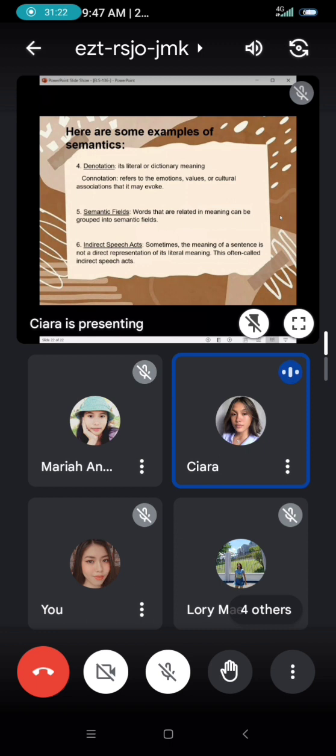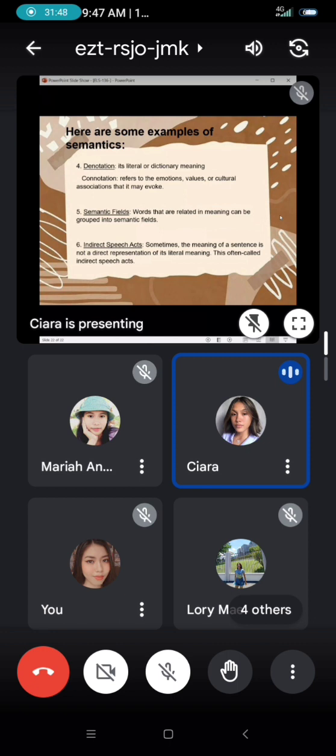Let's move on to semantic fields. Semantic fields: words that are related in meaning can be grouped into semantic fields. For example, words related to weather include sunny, rainy, windy, and cloudy. Those are semantic fields. Next one is indirect speech acts.